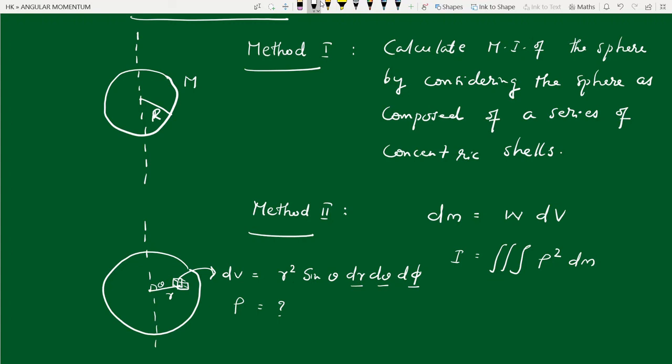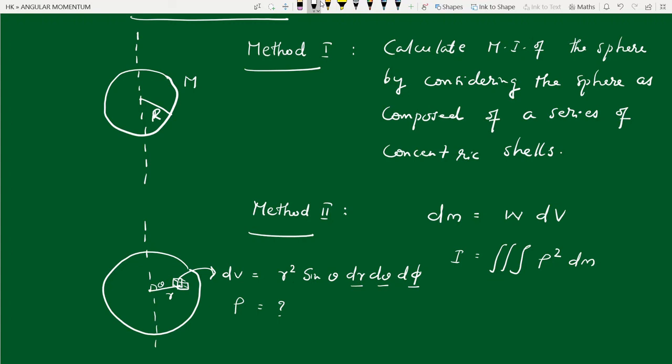Now you already know the limits of theta and phi. What is the limit of r? You can figure it out. Do this integration as a triple integral, as a volume integral, and in these two methods you should get the same result. I am not giving the result now, so you do this calculation as a homework.